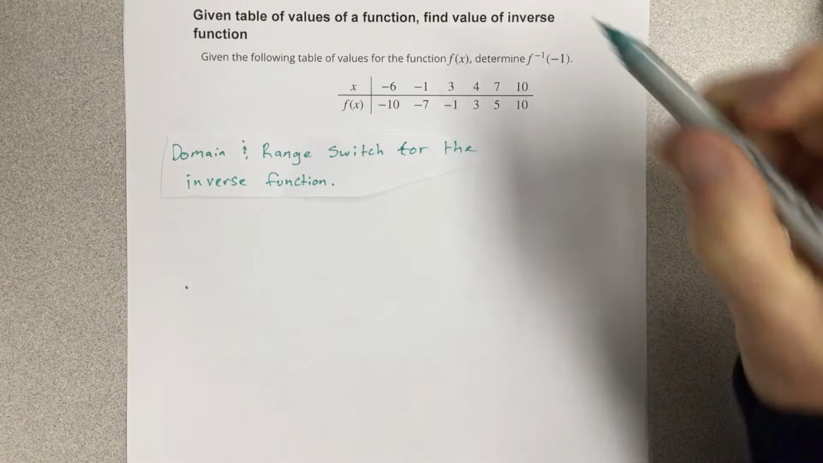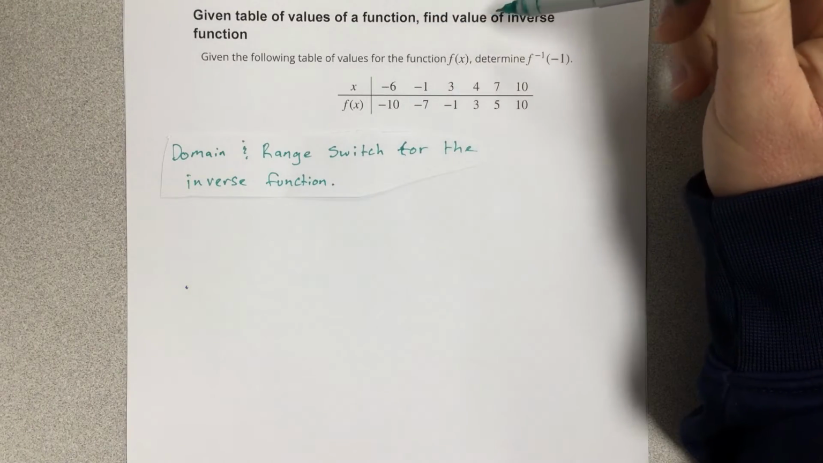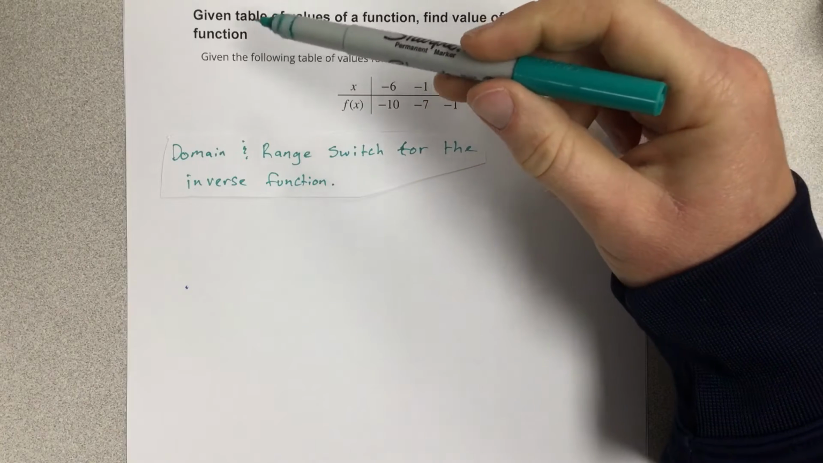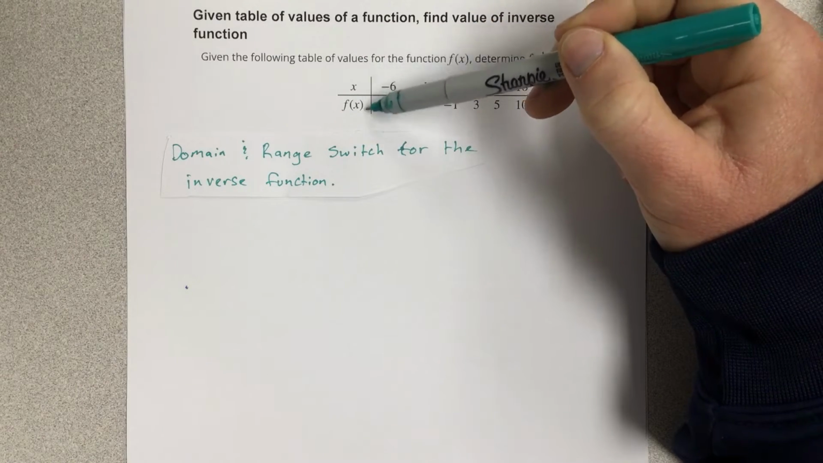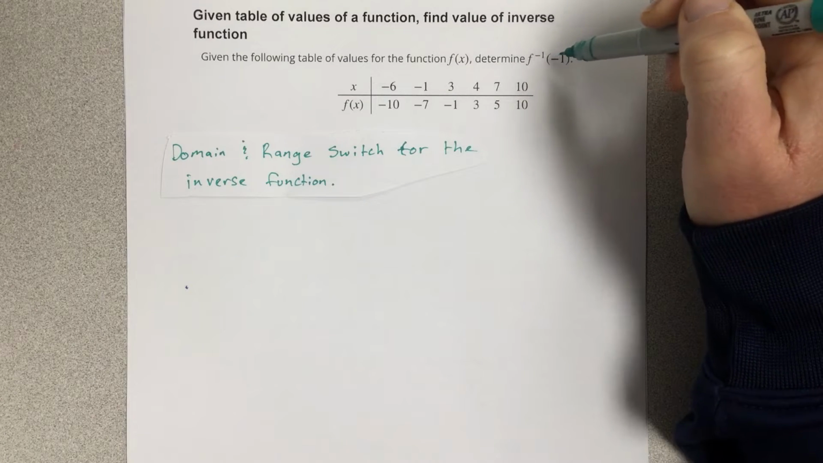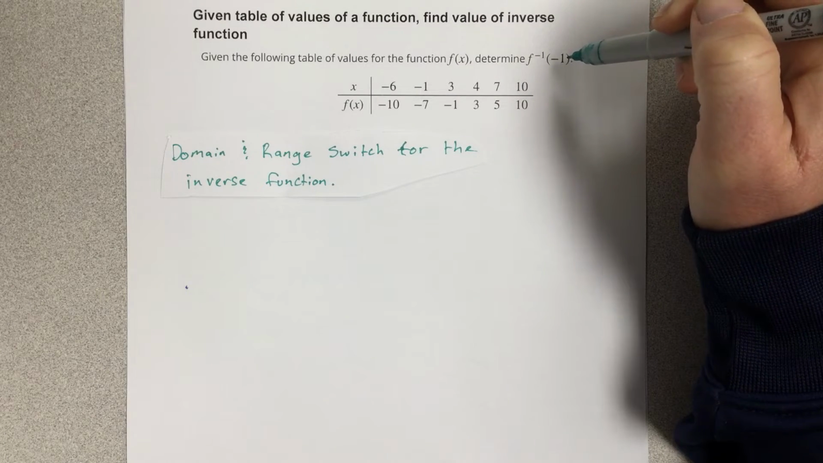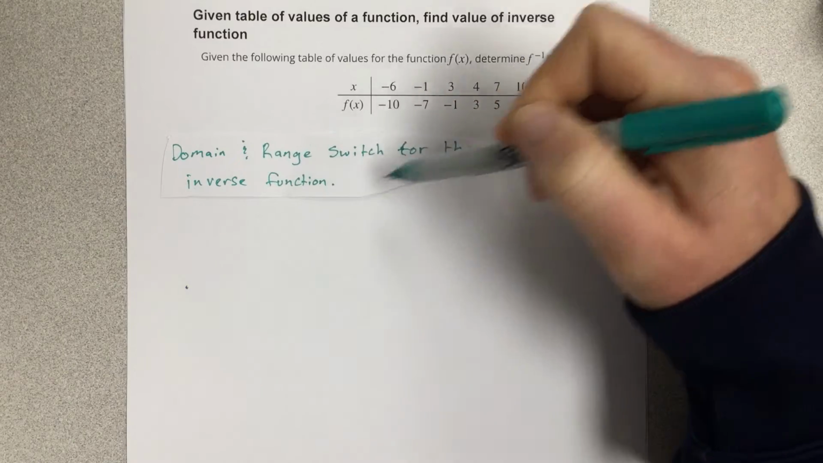In this video, they say, given a table of values of a function, find values of the inverse function. Given the following tables for the function f of x, you can see this is x and f of x here. Determine f inverse of -1. Well, we know the domain and range switch for the inverse function.